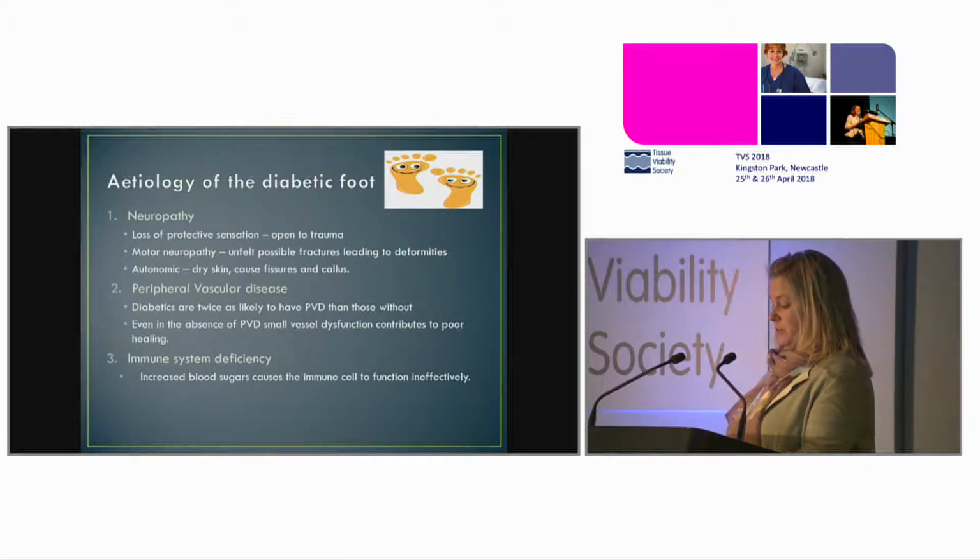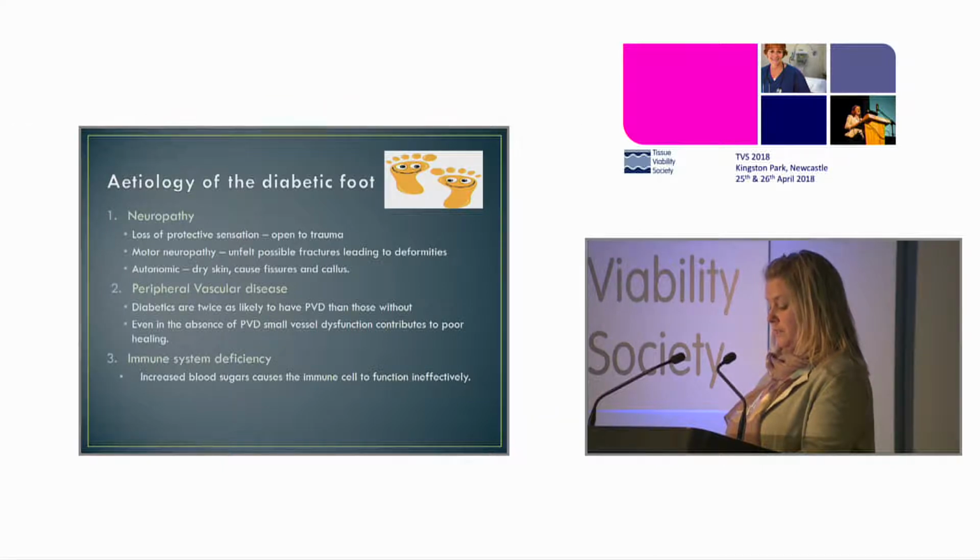So why do we have such problems with diabetic feet? If we have a look at the etiology, there's three main problems which can be broken down into further subgroups. There's neuropathy of the foot, so they have a loss of protective sensation, therefore they're open to trauma. They have motor neuropathy, so unfelt possible fractures leading to deformities, and autonomic, which is dry skin, which can cause fissures and callus. They also have peripheral vascular disease.